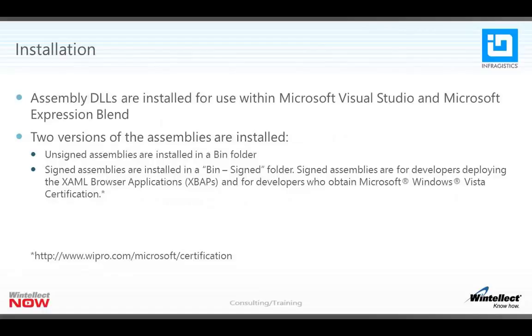Upon installation of the product, assembly DLLs are installed for use within Microsoft Visual Studio and Microsoft Expression Blend. Two versions of the assemblies are installed. Unsigned assemblies are installed in a bin folder. Signed assemblies are installed in a bin signed folder. Signed assemblies are for developers deploying XAML browser applications and for developers who obtain Microsoft Windows Vista certifications. These assemblies should not be used in applications which will not have internet access, as these assemblies look for verification online.